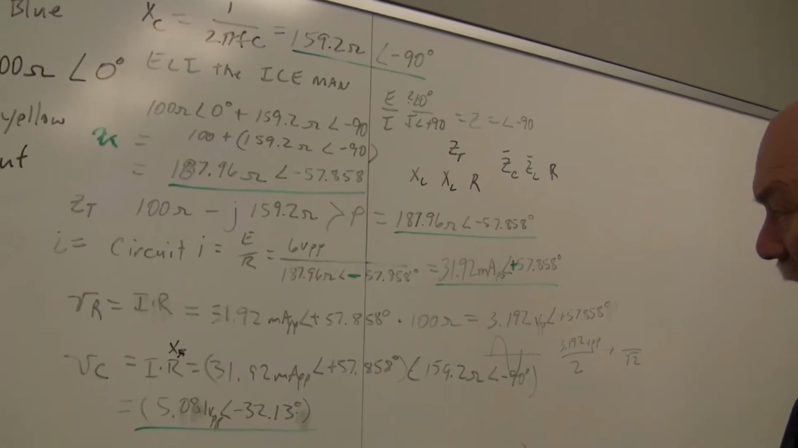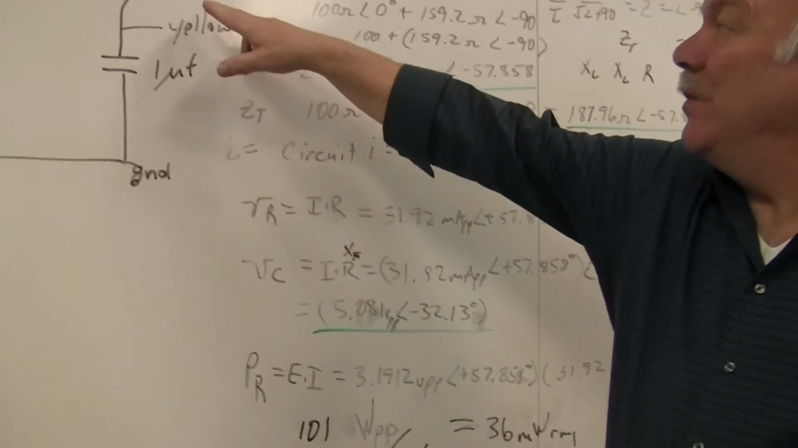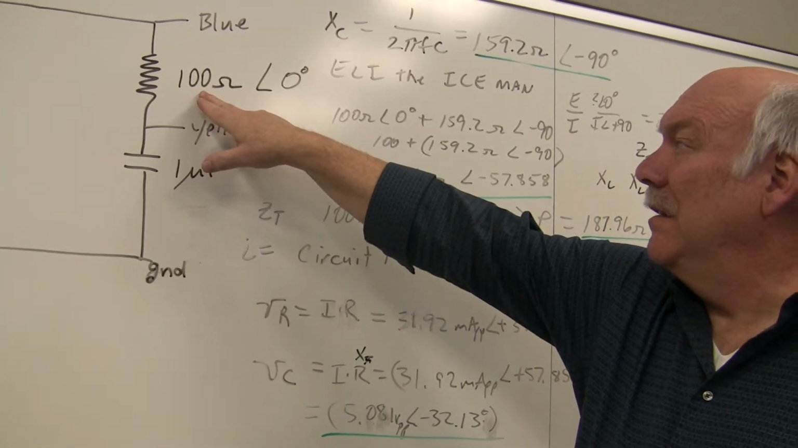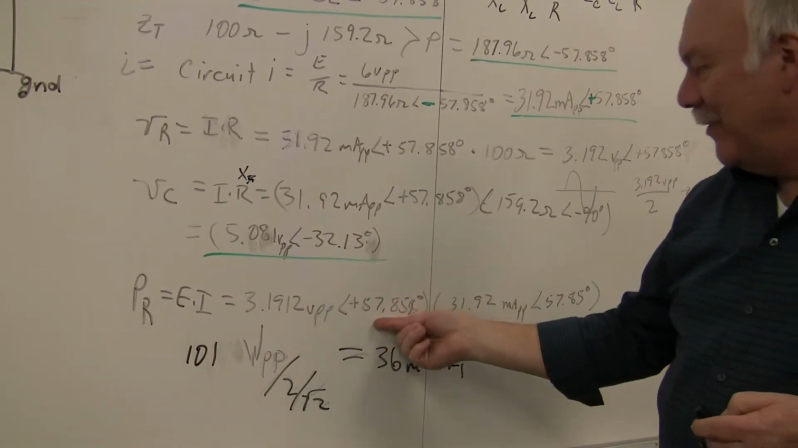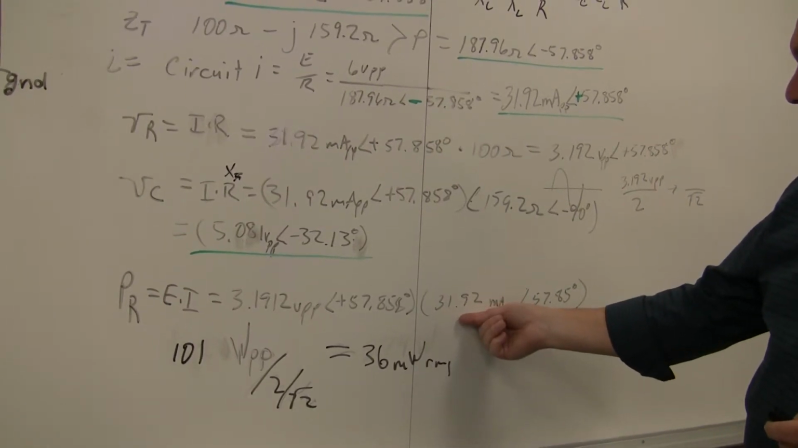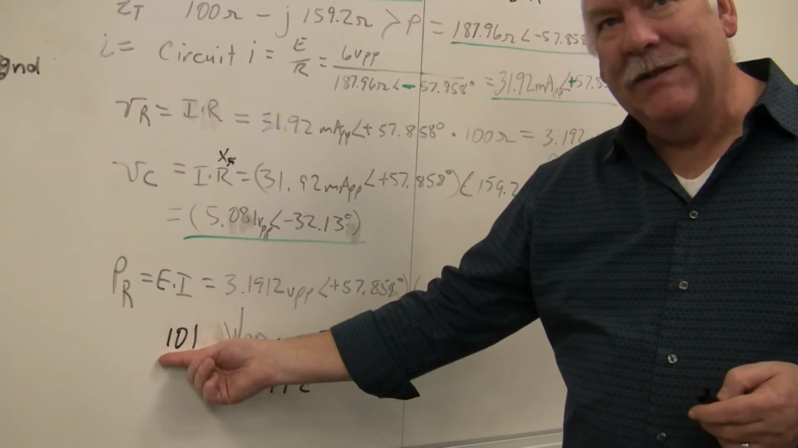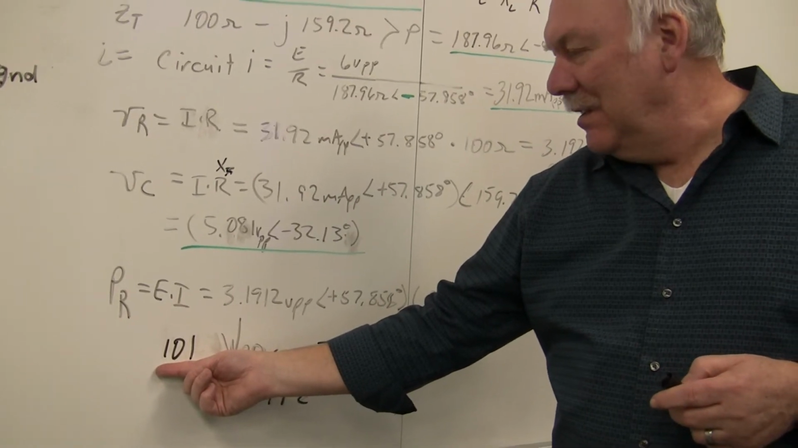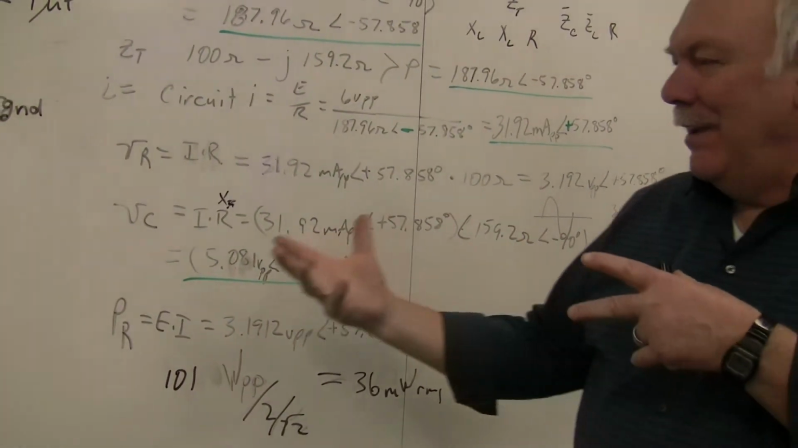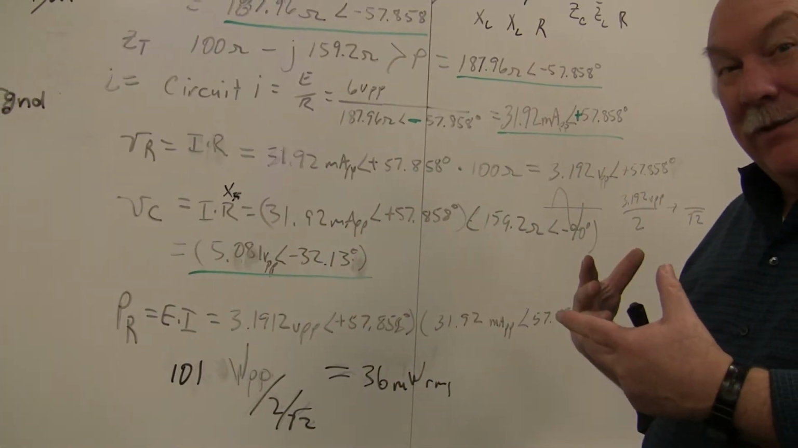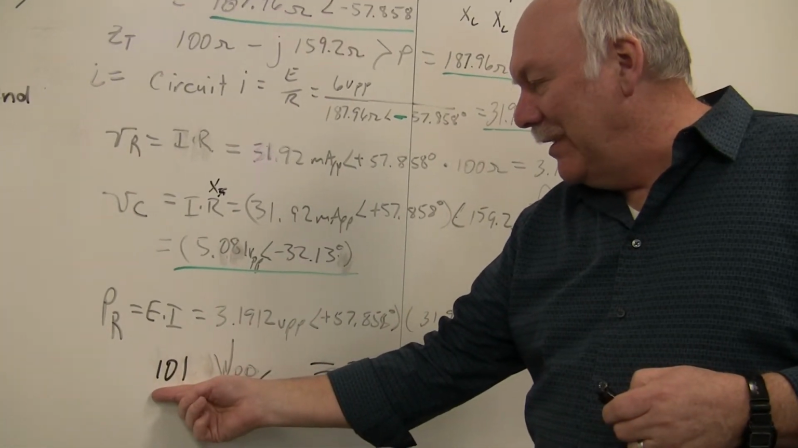Okay, so what we're doing, we're making sure we do this at 1 kilohertz. What we need to find out, okay, power of the resistor is what dissipates heat. The energy is heat. So it's 3.192 volts peak to peak at 57.858 degrees times 31.92 milliamps peak to peak at 57.858 degrees gives you 101 watts peak. Phase angle doesn't matter. Okay, it would be really nice to think that this negative phase angle would be refrigeration and a positive phase angle would be heat, but it doesn't work that way. So all we're interested in is 101, it's milliwatts.